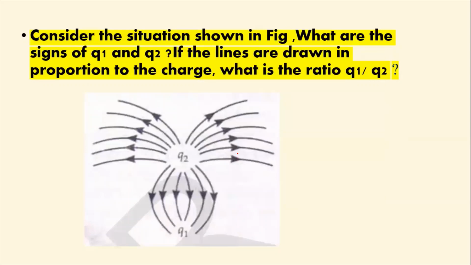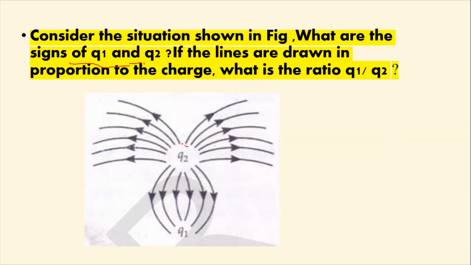So consider the situation shown here. This is a very interesting question. What are the signs of Q1 and Q2? If the lines are drawn in proportion to the charge, what is the ratio of Q1 and Q2? First, let us solve the first part. Sign of Q1 and Q2.